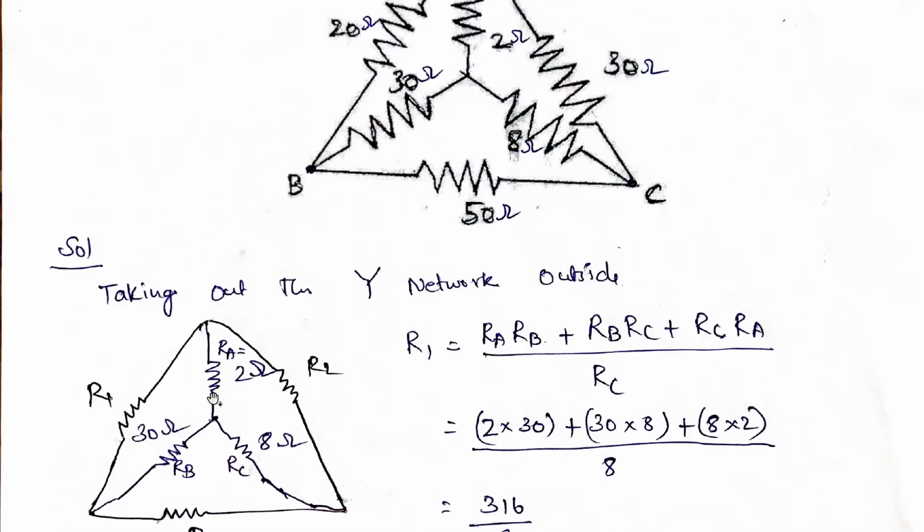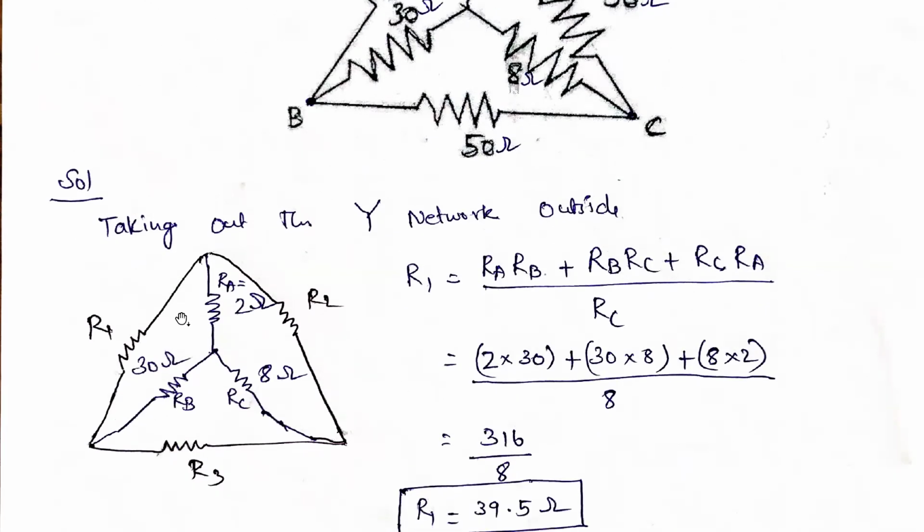Now this star network we are converting into delta. How to convert the star into delta? Say for example, this star network we have taken outside. We are taking these as RA, RB, and RC. So RA is equal to 2 ohms, RB is equal to 30 ohms, RC is equal to 8 ohms. Now we need to convert into the delta network as R1, R2, and R3. So how to find R1?